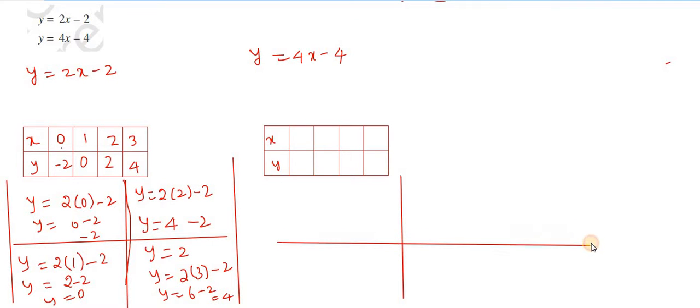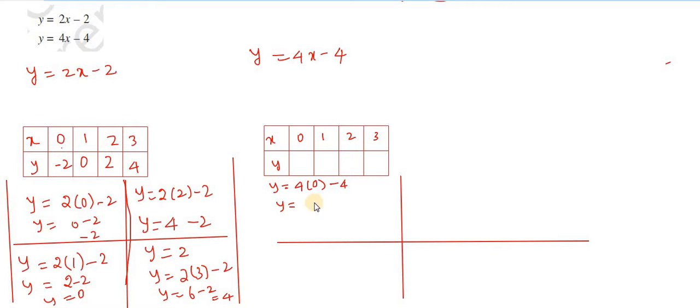So for your first value, you can take any values. What I'll do, I'll take 0, 1, 2 and 3. Therefore y is equal to 4 times 0 minus 4. So 4 times 0 is 0, 0 minus 4, which is y is equal to minus 4.